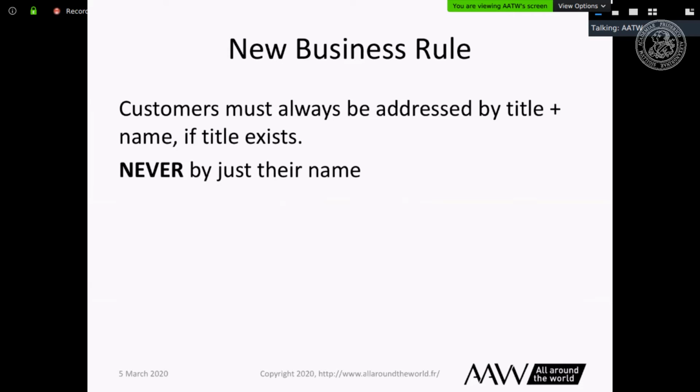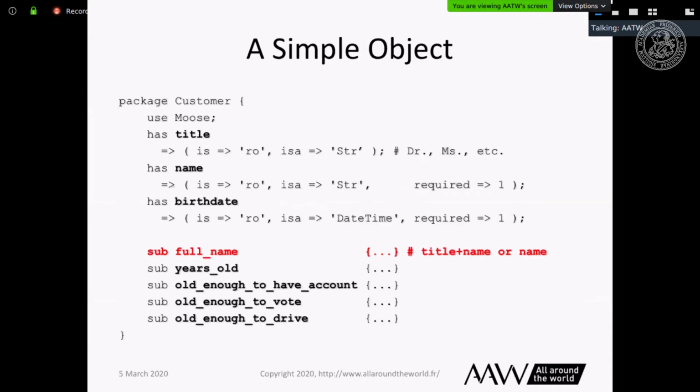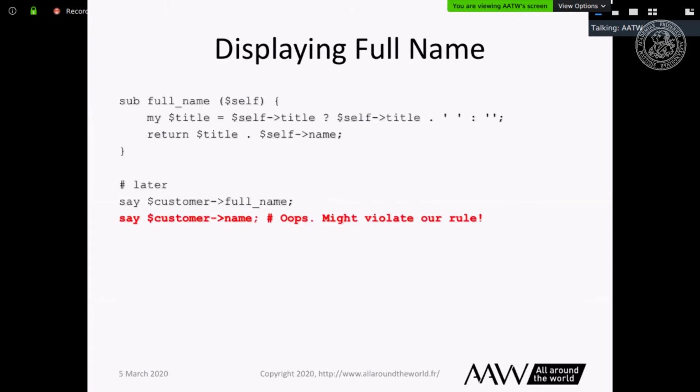So for our object, we've got a new business rule. Customers must always be addressed by title and name if the title exists, never by just their name. So, the very, very serious business rule. So we have this full_name method right there, as you can see in our object. And in displaying the full name, you can see here later, we have customer full name. Great. But someone's going to call the customer name method, because remember, that attribute was listed as read only, and it's public. So someone is going to call it by customer name, and they're going to violate your business rule. It's going to happen. You can't stop that.